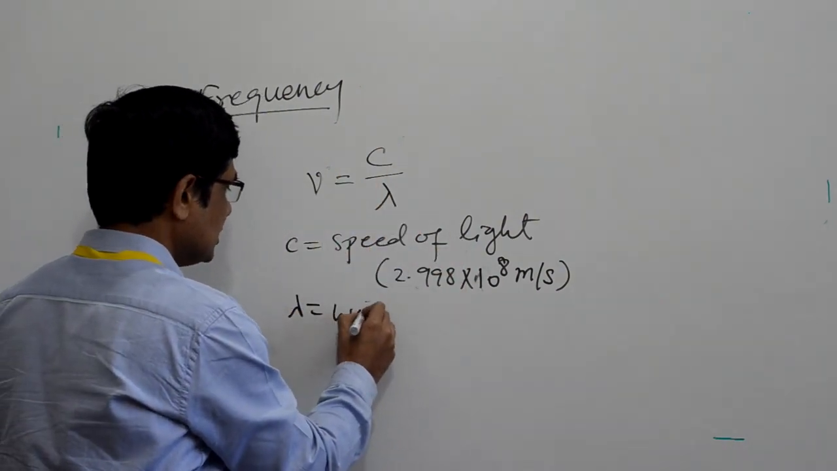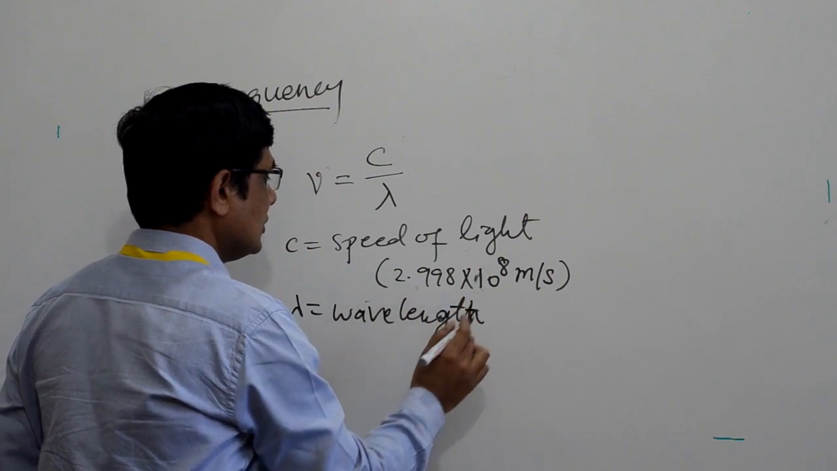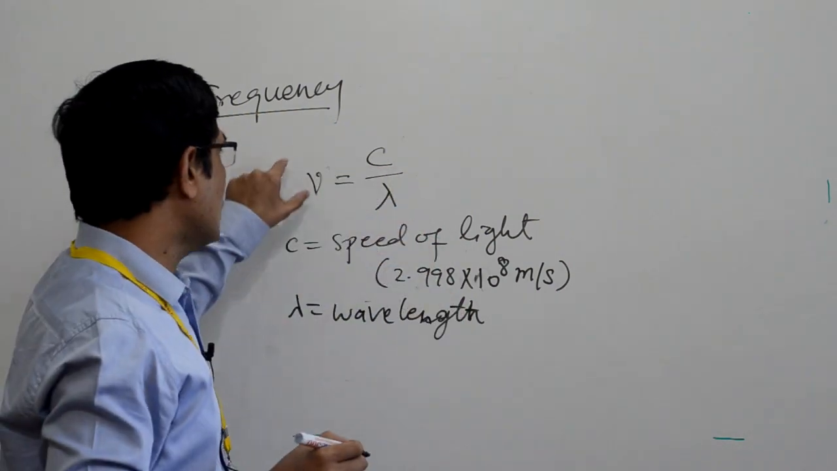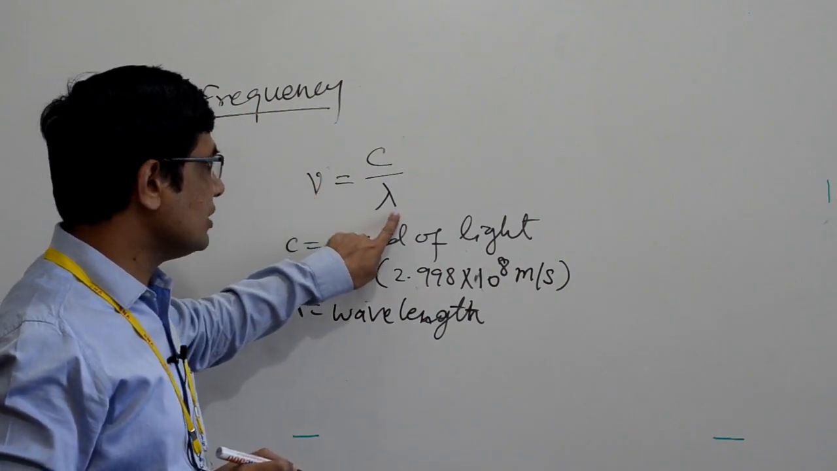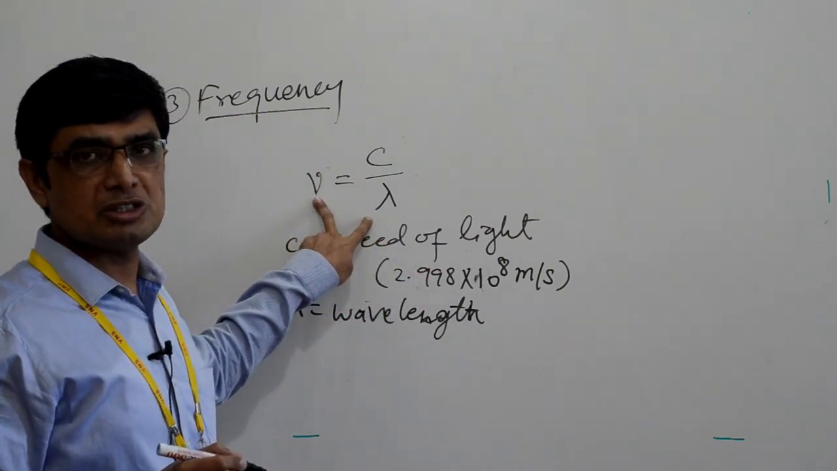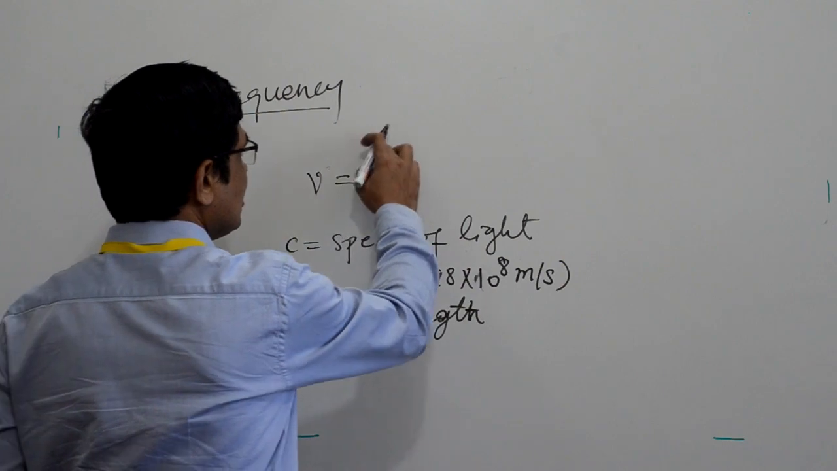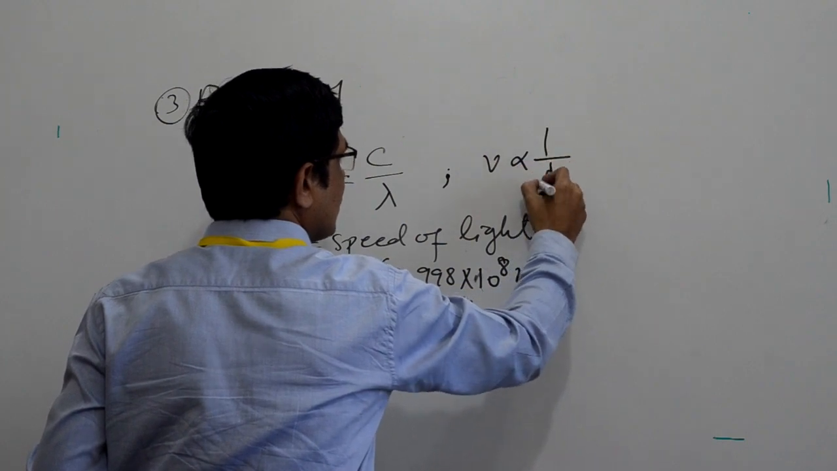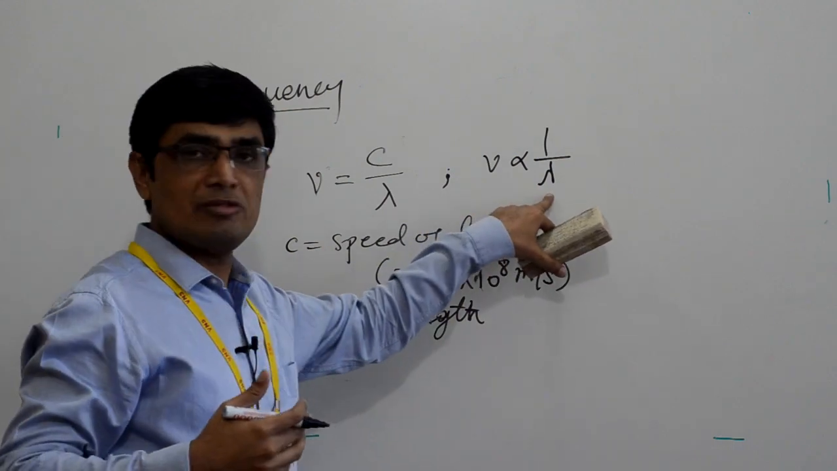And what is lambda? Lambda is the wavelength. So we can calculate the frequency of any light. Again, what is the correlation between the frequency and wavelength? Both are inversely proportional to each other, because C, the speed of light, is a constant. So if we remove the constant, we can write that frequency is directly proportional to 1 upon lambda. Either we can say the frequency is inversely proportional to the wavelength.